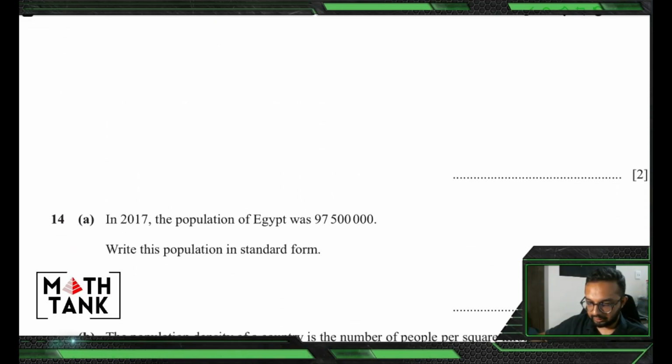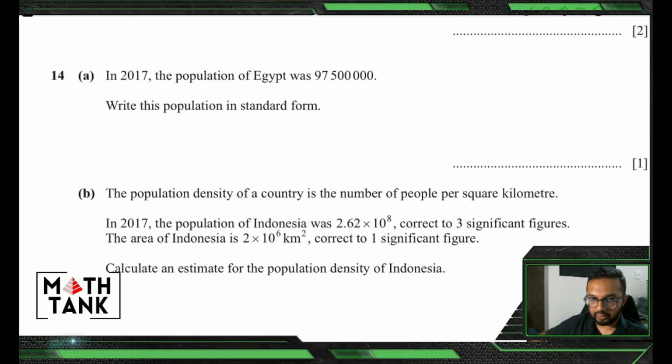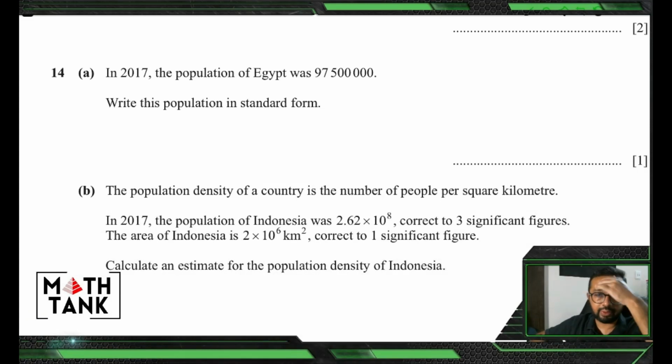Let's do another question. This one says in 2017 the population of Egypt was this very long number. Write this population in standard form. So let's start moving the decimal. 1, 2, 3, 4, 5. 1, 2, 3, 4, 5, 6, 7. So 9.75 into 10 to the power 7.